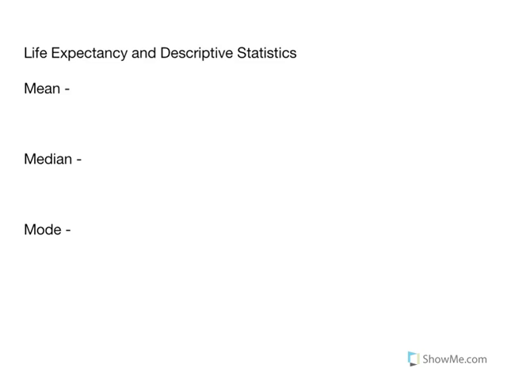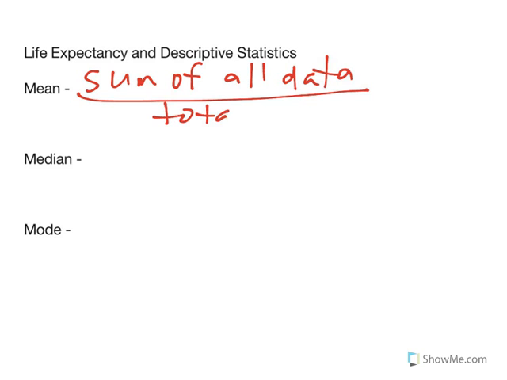Welcome to a short video on descriptive statistics. There's more than three, but three of the main ones that we use are mean, median, and mode. So remember with the mean, just a brief reminder of how you find it: you find the sum of all the data, which means you add them all together. That's what sum means. And you divide by the total number. So you add them all up and divide by how many things you have.